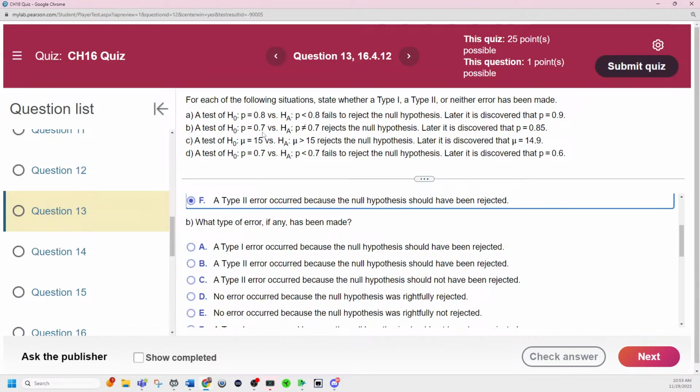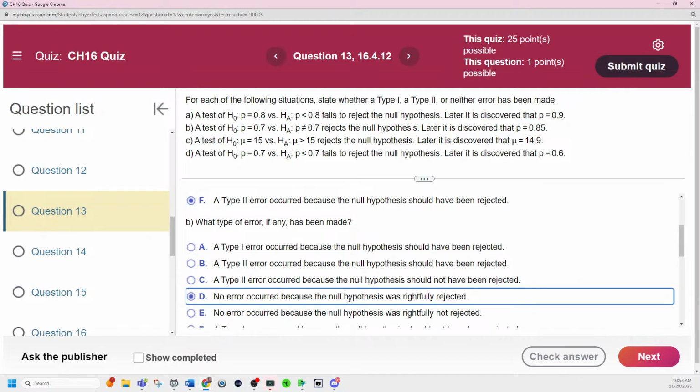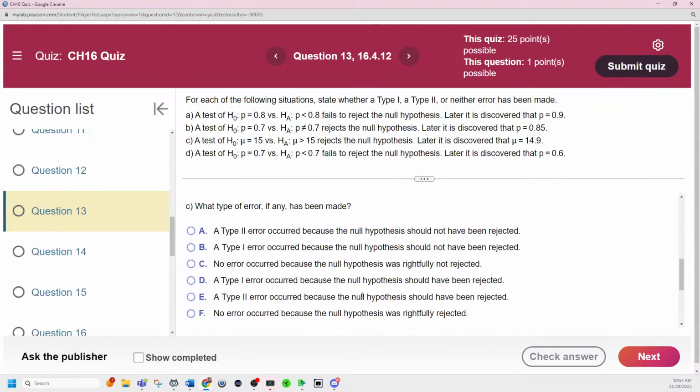The test was done with the null that the proportion is equal to this, and the alternative that the proportion is not equal to this. They rejected the null. Good, then they should have rejected it. So no error occurred. The null was rightfully rejected. A test was run with the null that the mean is equal to this, and the alternative that the mean is greater than this. They reject the null. It's later discovered that it's equal to this. They shouldn't have rejected. When you reject the null and you shouldn't have, that is a type 1 error.